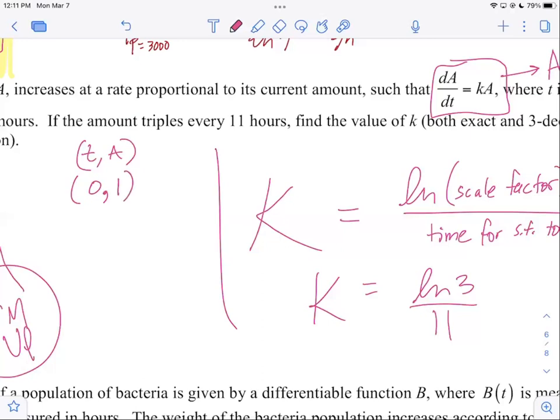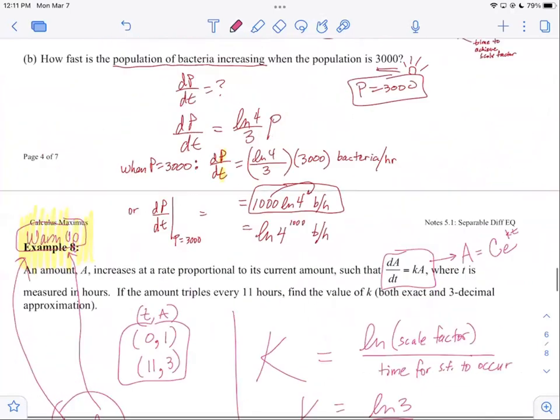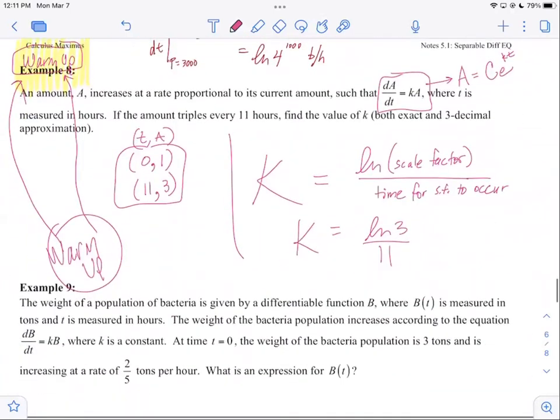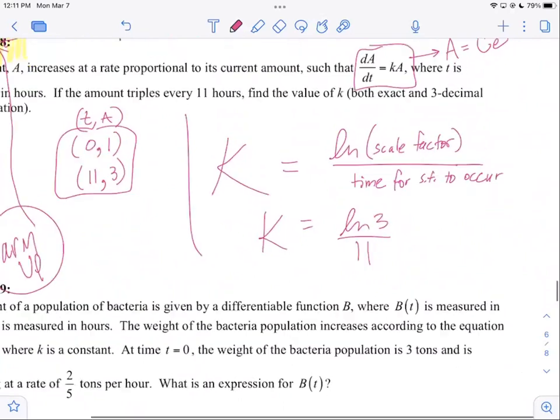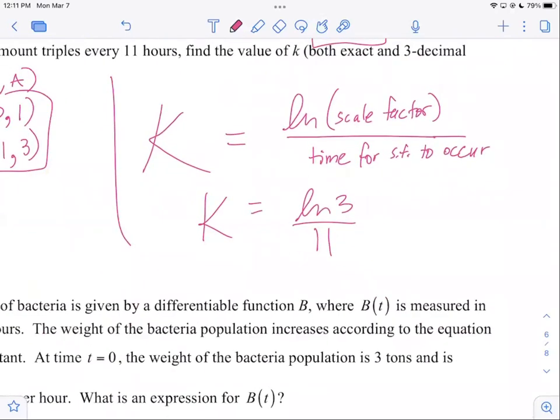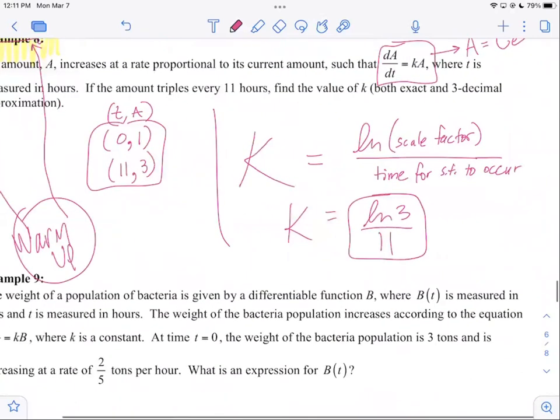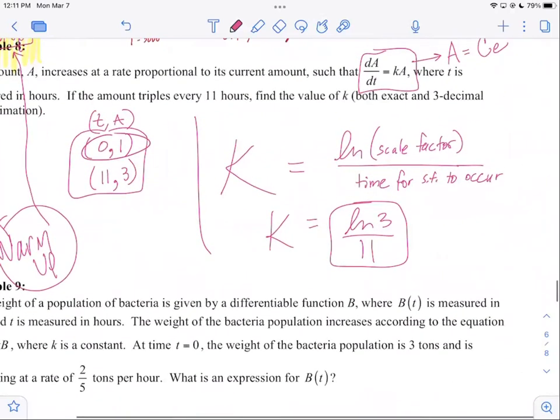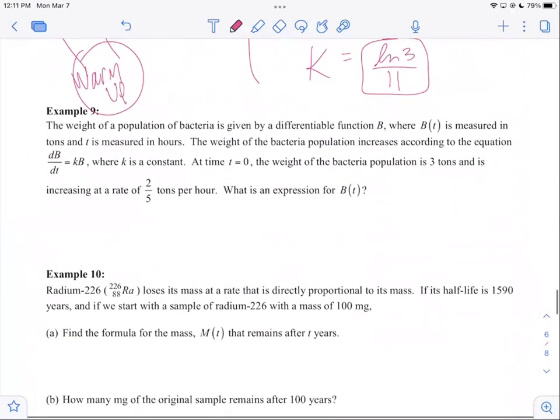And then if it triples every 11 hours, here's what's important. 11 hours later, it's going to be 3 times whatever you started it off as. So 3 times 1 is 3. And then you just plug these 2 points in one at a time and solve for k, right? We did that Friday up here at first. So that could be a nice multiple choice question. If you want to write the model, since now we know k and we know the initial value could be 1, well, you'd be given the value if you were to actually write the model. So I'll just skip that.